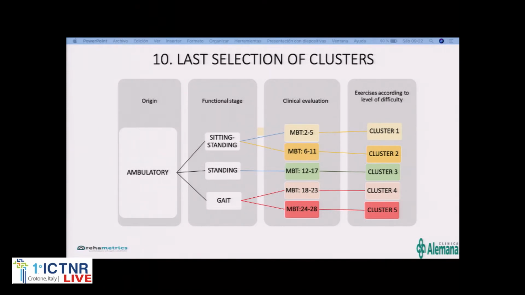The result of this process was this outline, so we choose a cluster depending on the score in the Mini-BESTest, which is related with a functional stage. Finally, each cluster has 5 exercises.